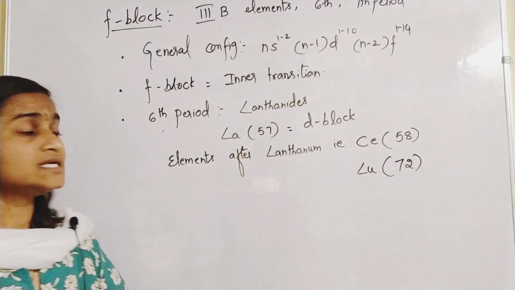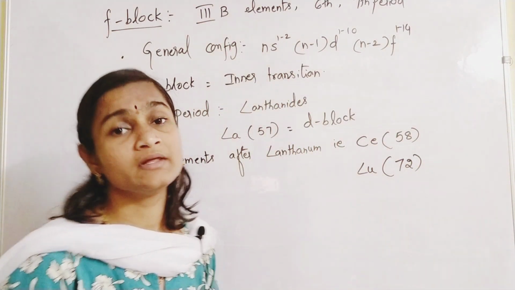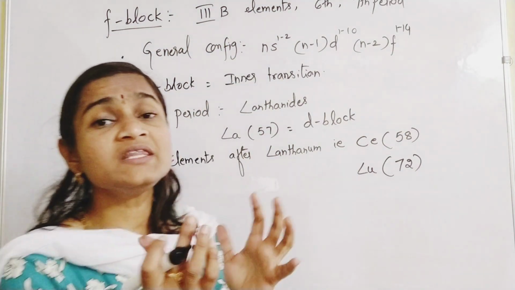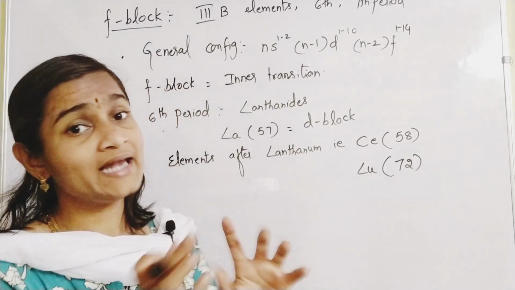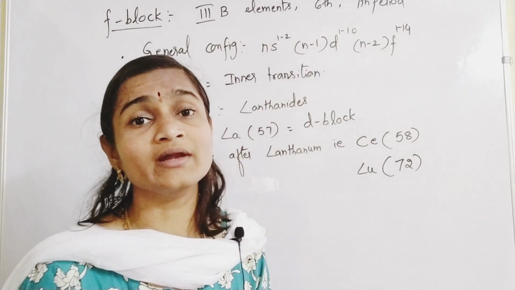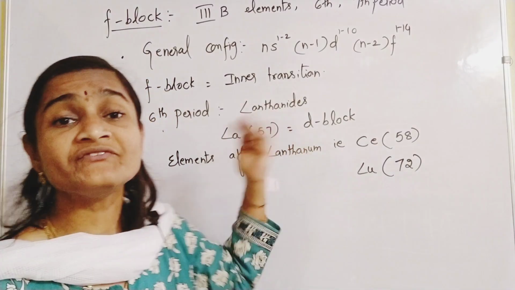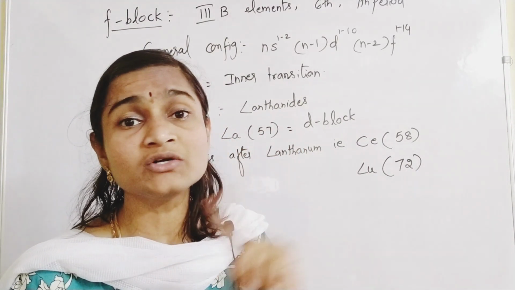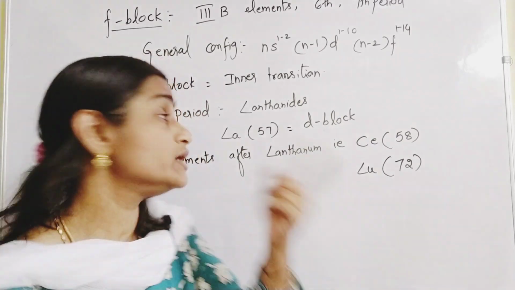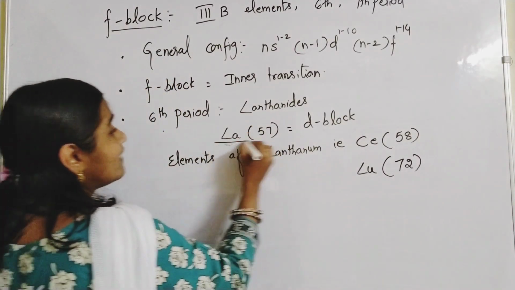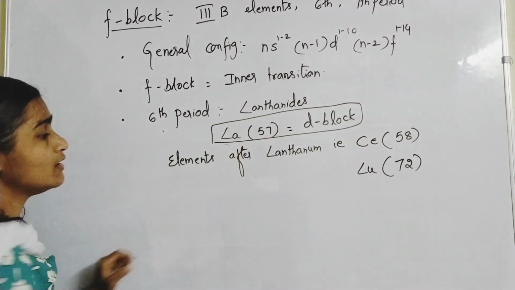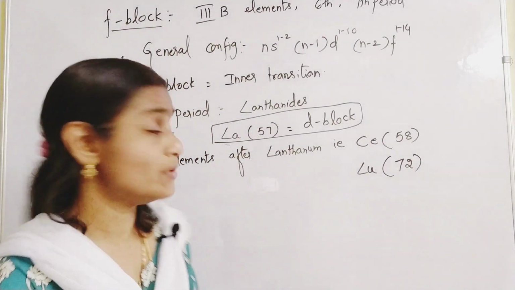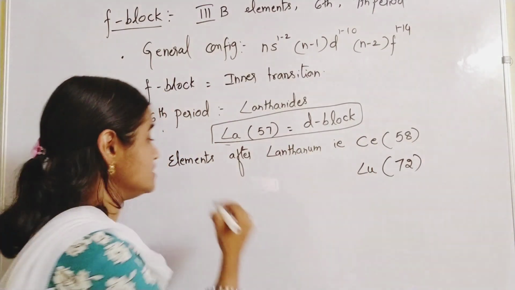Okay, cerium to lutetium, atomic number 72. So these are called as what? 6th period F block elements, lanthanides. They exhibit the properties of lanthanum, but lanthanum belongs to D block only. Elements which come after lanthanum are called lanthanides, but lanthanum does not belong to F block. Elements after lanthanum are F block, here cerium to lutetium.